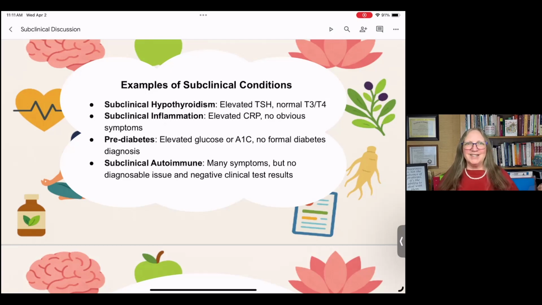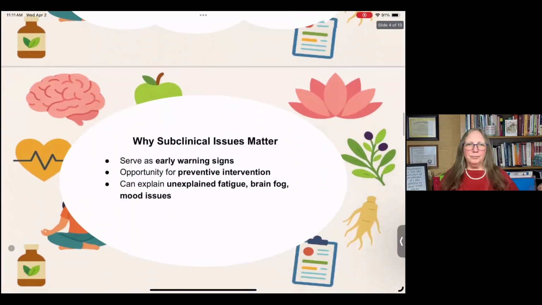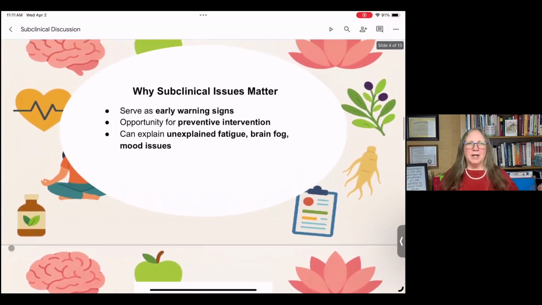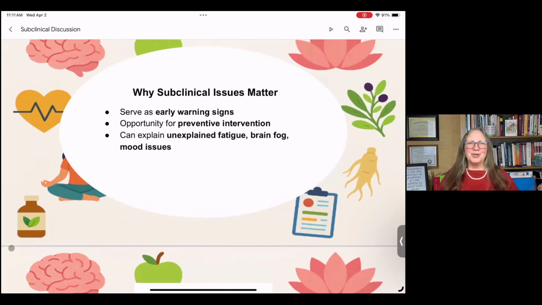But we don't want to wait until it's a full-blown autoimmune issue. We want to catch those symptoms early, and that's where holistic health can come in. We can actually identify subclinical autoimmune and start working on getting those symptoms under control and fixing that automatic response in the immune system. And that explains why subclinical issues matter, right? This is where holistic care shines, helping people feel better and avoid future health problems by acting early.